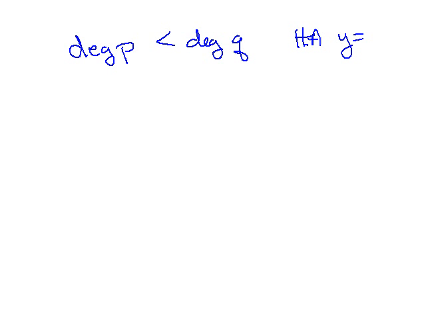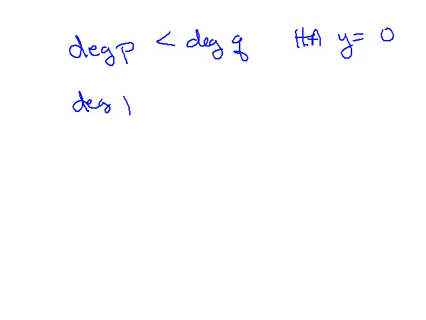Now the following case you're not responsible for in this class, but it helps to look at it so that you get a better understanding of these asymptotes. Let's say, for review, if the degree of the numerator p is less than the degree of the denominator, which I'm calling q, then the horizontal asymptote is y equals 0.